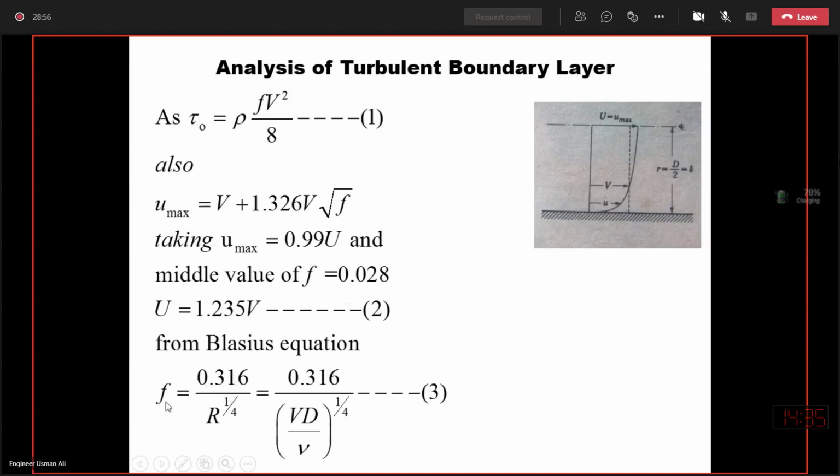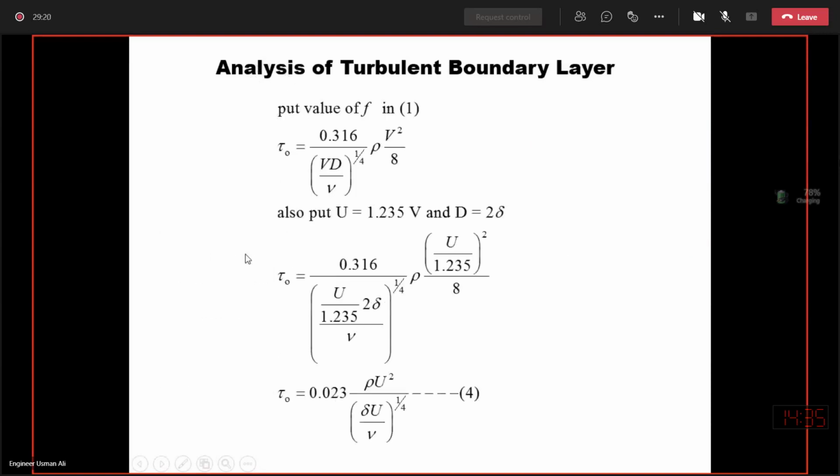Another equation for the friction factor in turbulent flow is given by Blasius, that is 0.316 over R to the power 1 by 4, where R is Vd over nu, the total Reynolds number. So this is the friction factor for turbulent flow given by the Blasius equation. Now we can put the value of f in equation 1, and further we can put the value of V in that equation. Putting the value of f in equation 1, we find tau naught is 0.316 over (Vd over nu) to the power 1 by 4, times rho V square over 8.